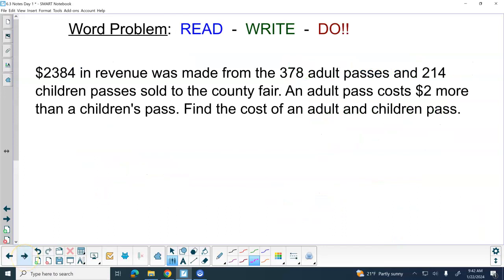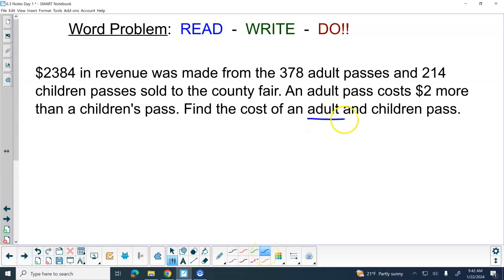Yes, there will be word problems in this stuff. Key to a word problem, you've got to read it. Second key, you've got to make an equation. For every variable that you have, you've got to have an equation. If you make up one variable, you only need one equation. You make up two variables, you need two equations. So $2,384 in revenue was made from the 378 adult passes and 214 children's passes sold to the county fair. An adult pass costs $2 more than a children's pass. Find the cost of an adult pass and a children's pass.